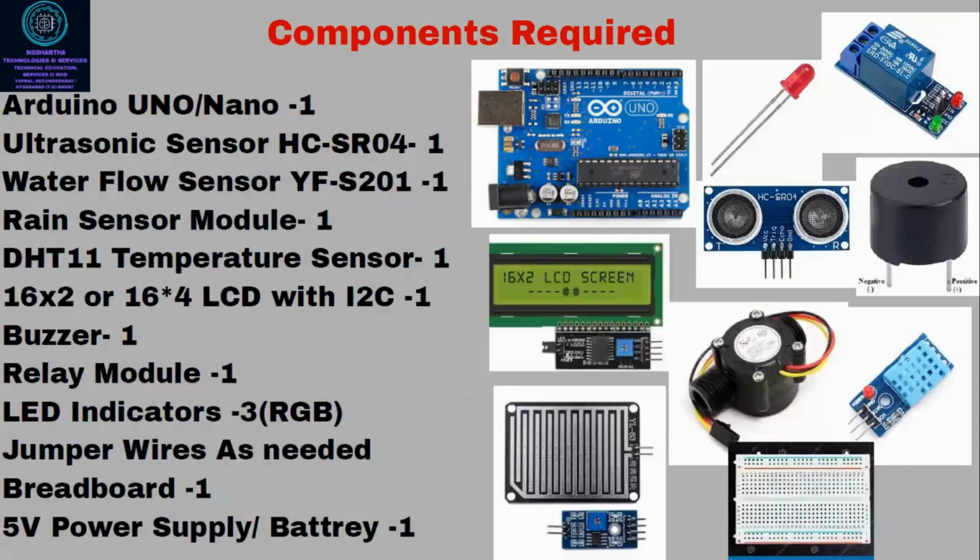All right, the components required are very simple. As you can see in the picture, an Arduino Nano; you can use a Nano board also. An ultrasonic sensor has been used, and a water flow sensor. Of course, I have not used this, but you can use a water flow sensor, a rain sensor, and a DHT11 temperature and humidity sensor, or otherwise you can use another temperature sensor if you want. To take the temperature of that reservoir, you can use a submersible type of temperature sensor.